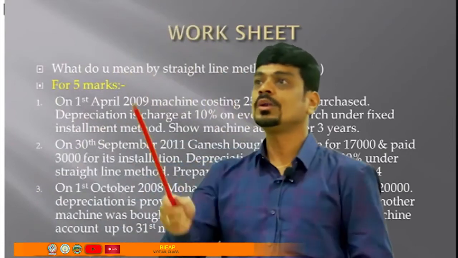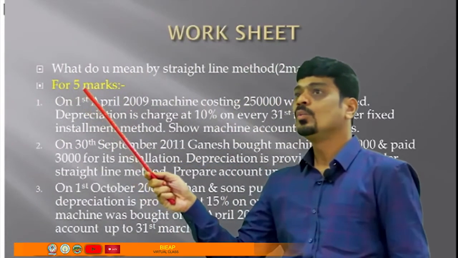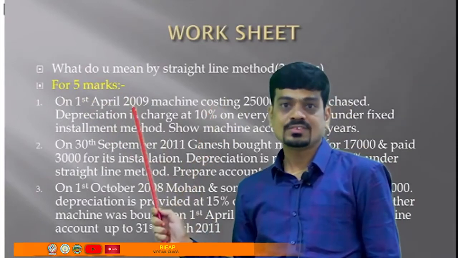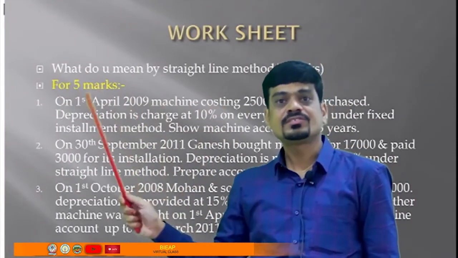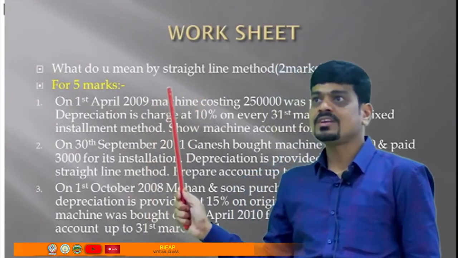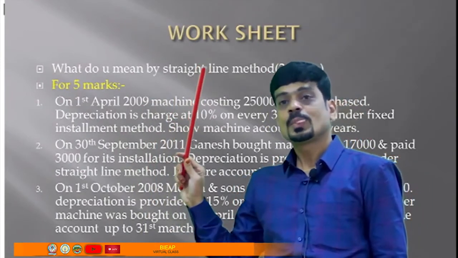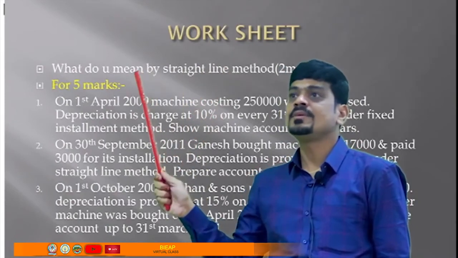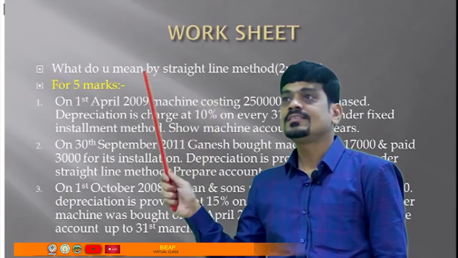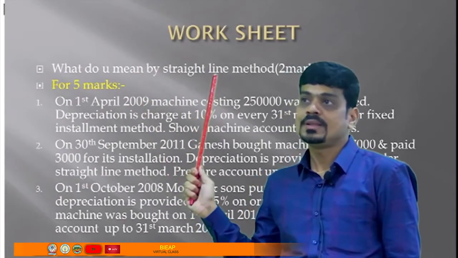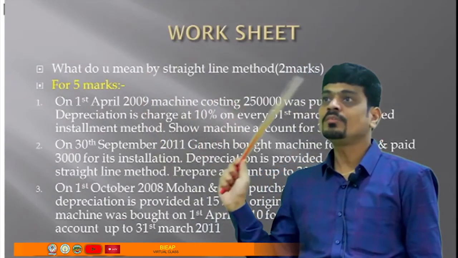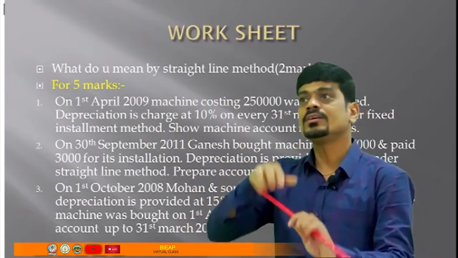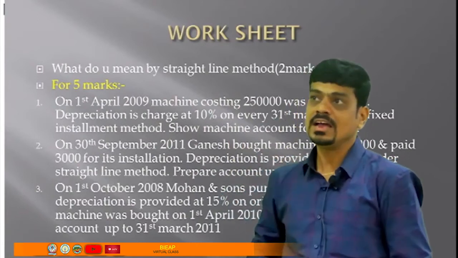For 2 marks, what can you expect? You can expect: what do you mean by straight line method? In the 2 marks question, you are asked to write the theory of the straight line method. The same question they can twist also. Instead of asking straight line method, the examiner may say original cost method, or fixed installment method. The answer will be the same. You all know. You have to review your slide and see the answer.